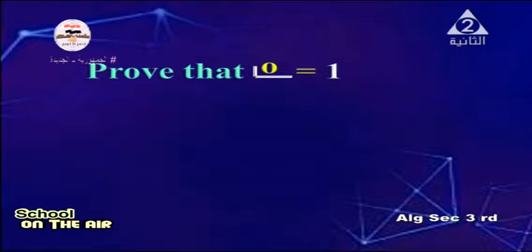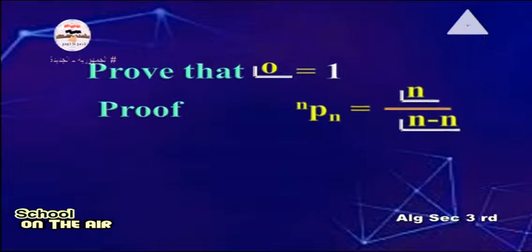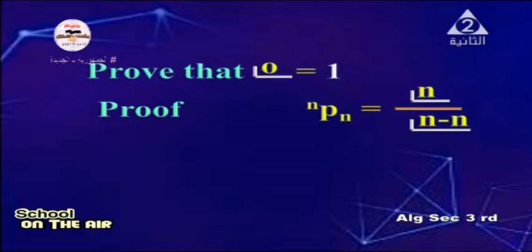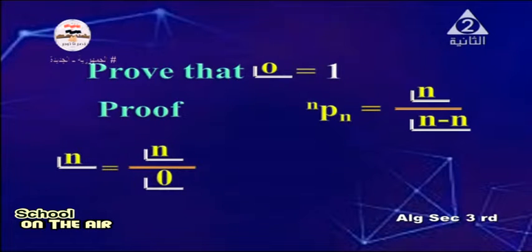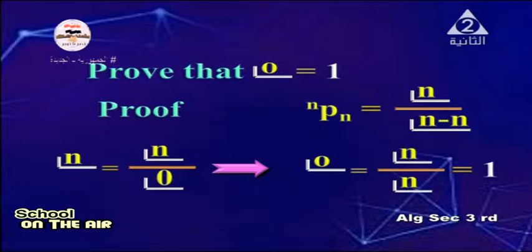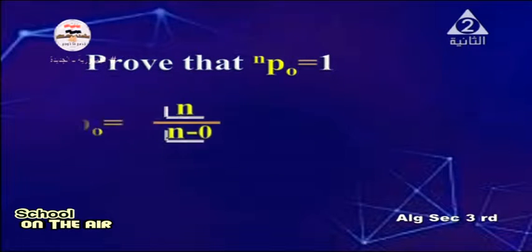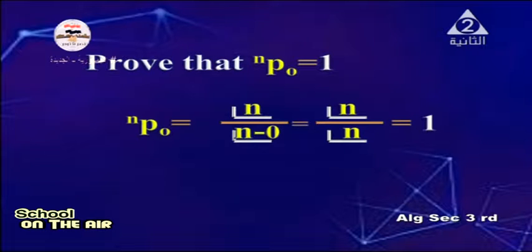If we prove that factorial 0 equals 1, we know that nPn equals factorial n over factorial n minus n. In the denominator, factorial n minus n equals factorial 0. Therefore, nPn equals factorial n over factorial 0. We deduce that factorial 0 equals factorial n over factorial n equals 1. And nP0 equals 1. By the same method, nP0 equals factorial n over factorial n minus 0 equals factorial n over factorial n equals 1.